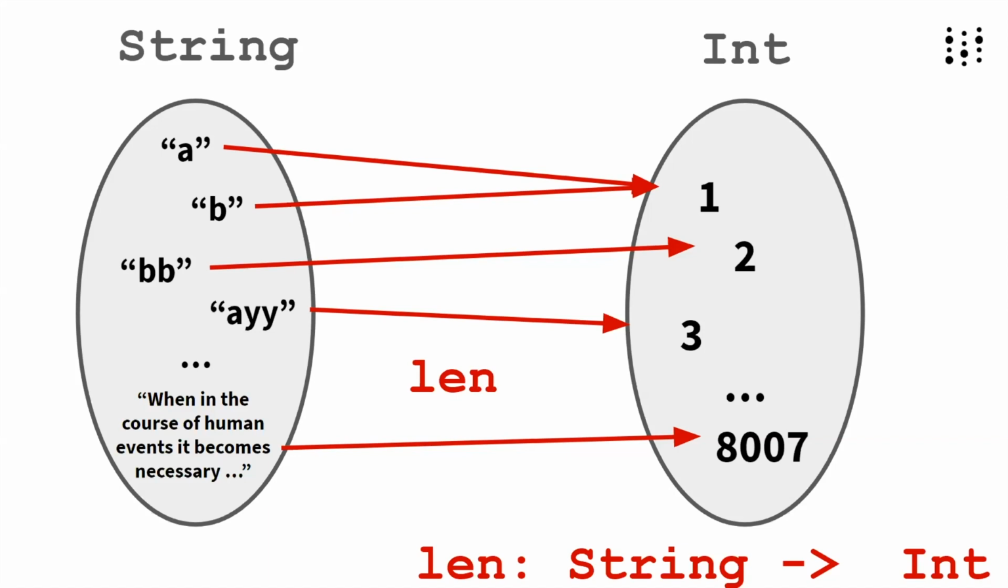So the len function takes in a string and outputs how many characters are in the string. So the string A has 1 letter in it, the string BB has 2 letters in it, and the Declaration of Independence has 8,007 characters in it. These arrows map what input goes to which output when this function is applied to them.